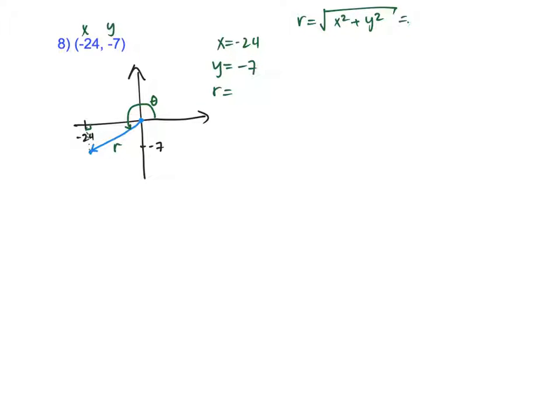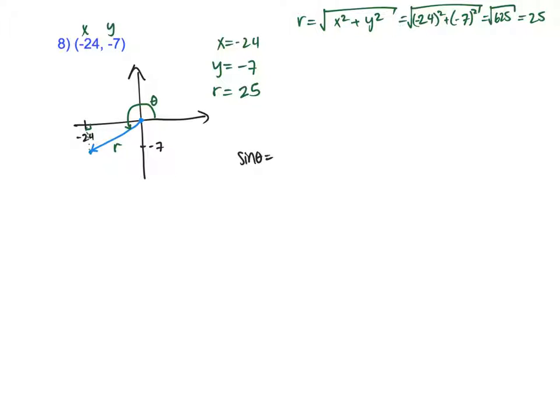If I plug things in, negative 24 squared plus negative 7 squared. If I do that in my calculator here, let me go grab a calculator. Feel free to do it in your calculators. But I end up getting, let's see, 625. Take the square root of that. That's 25 there. So my radius here is 25. And so now I have my x, my y, and my r, so I can figure out my sine, cosine, and tangent.